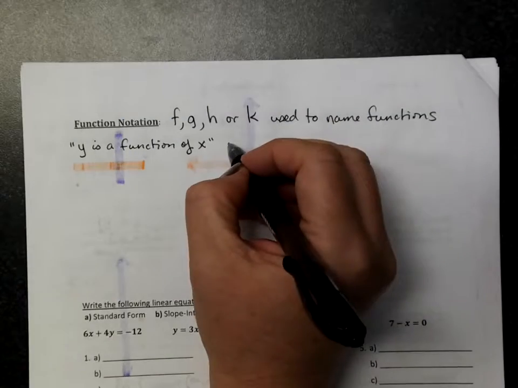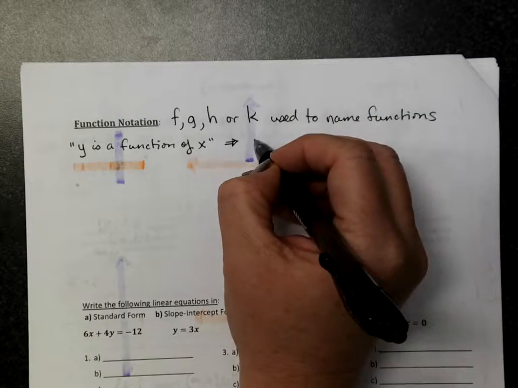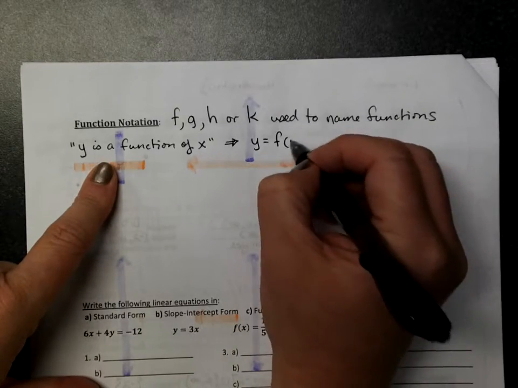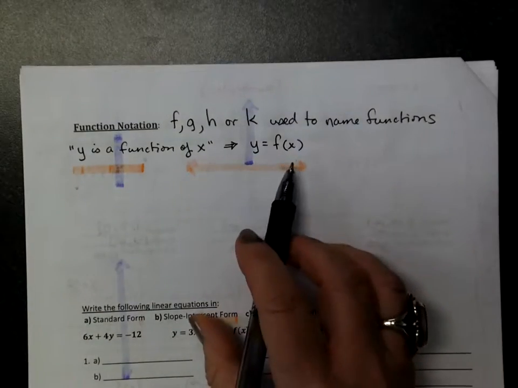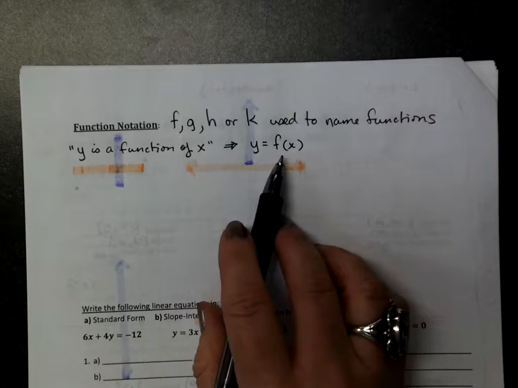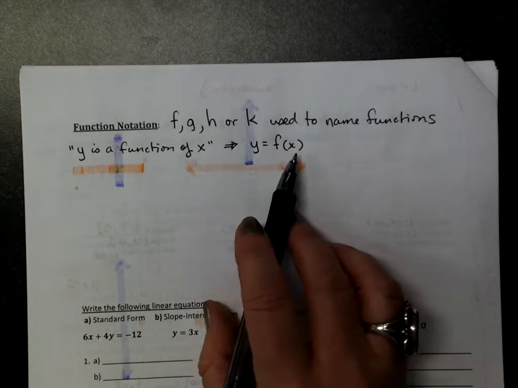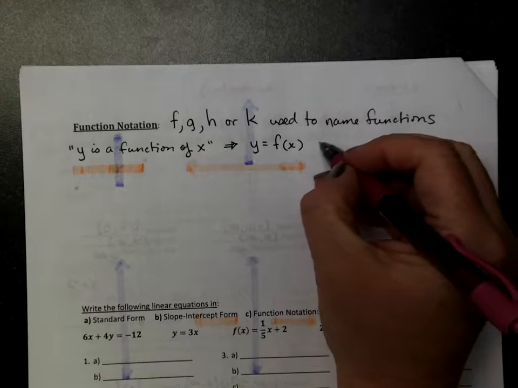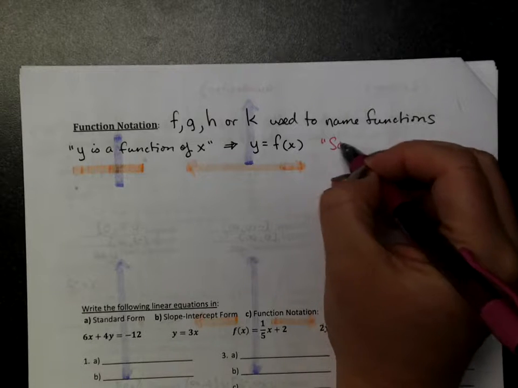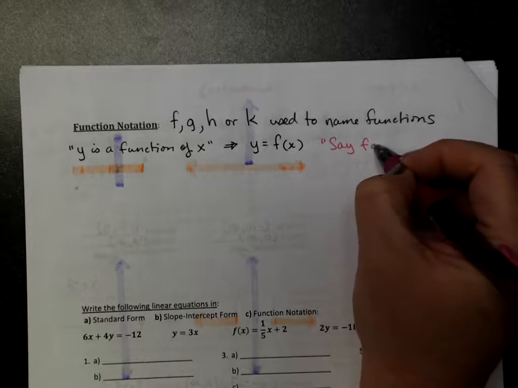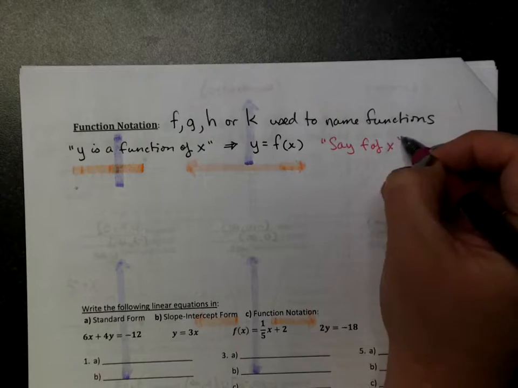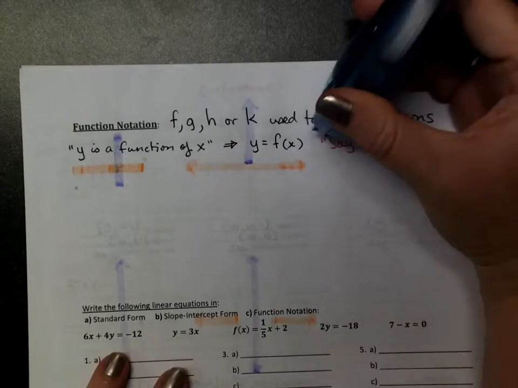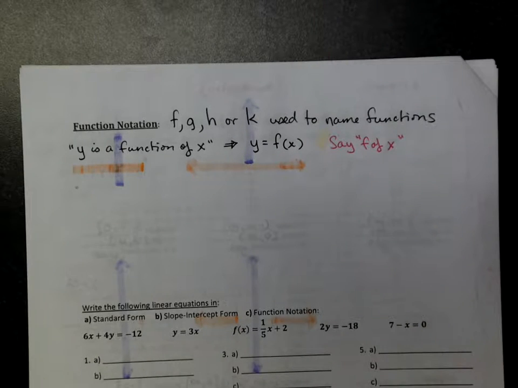Now this is written mathematically as y equals f of x. Parentheses are used in a lot of ways in math, depending on the context. This does not mean f times x. This is a function of x. So what we say is f of x. That's how we say it. It's not f times x. It's f of x, or function of x.